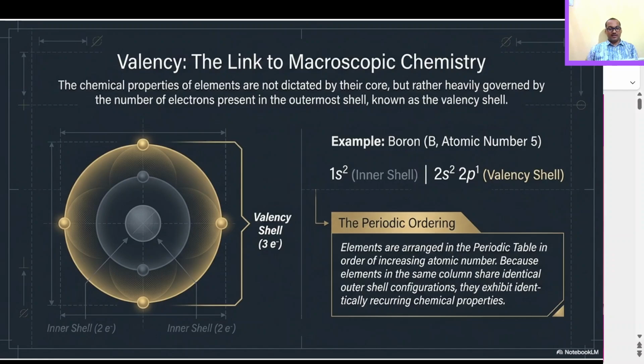Again you can see this picture. This is the different orbitals of the boron atom. You can have 1s orbital, then 2s orbital, and 2p orbital. This 2s2 2p1 is the valence shell, and the 1s2 is the inner shell.